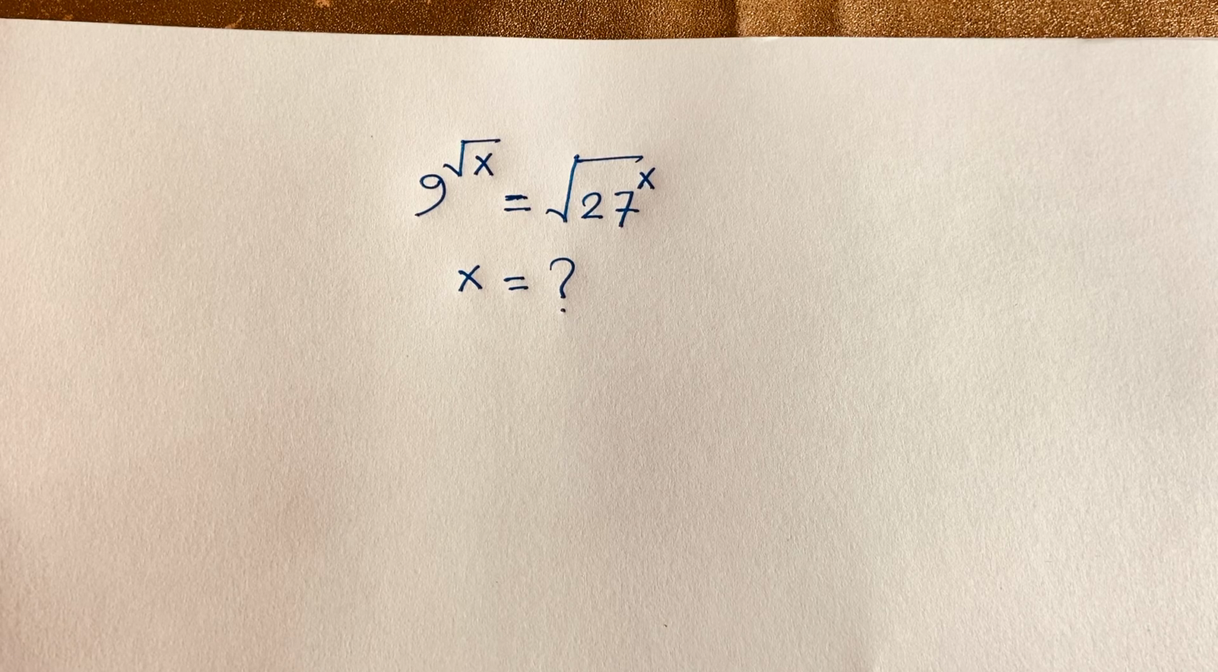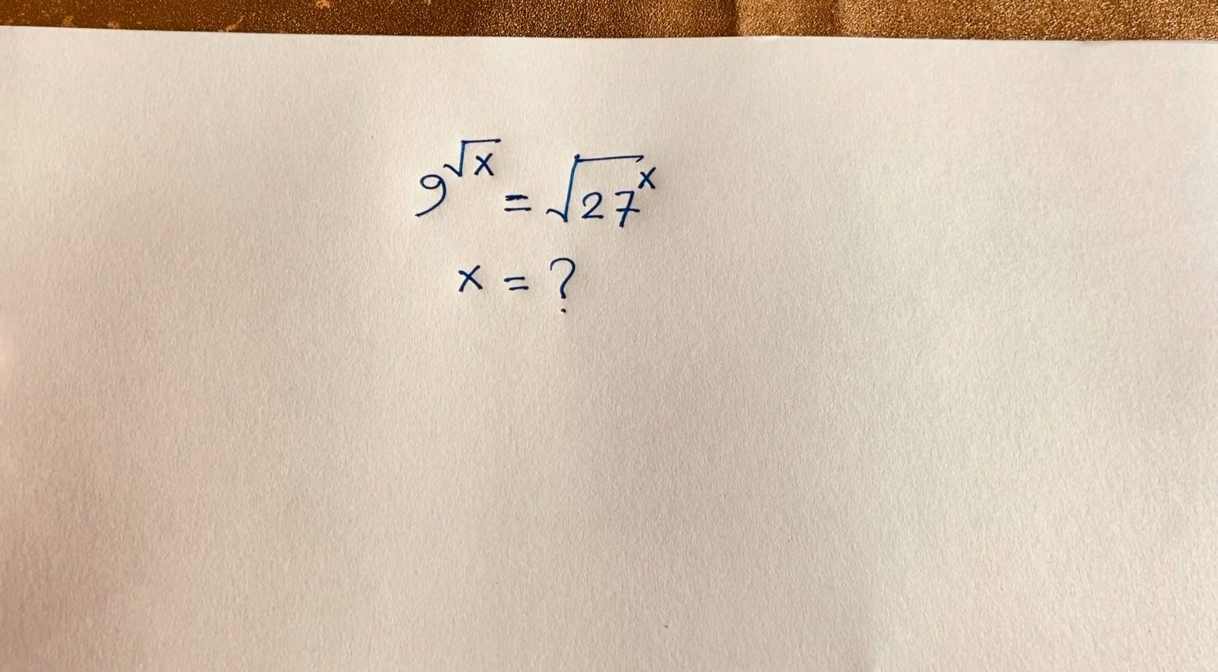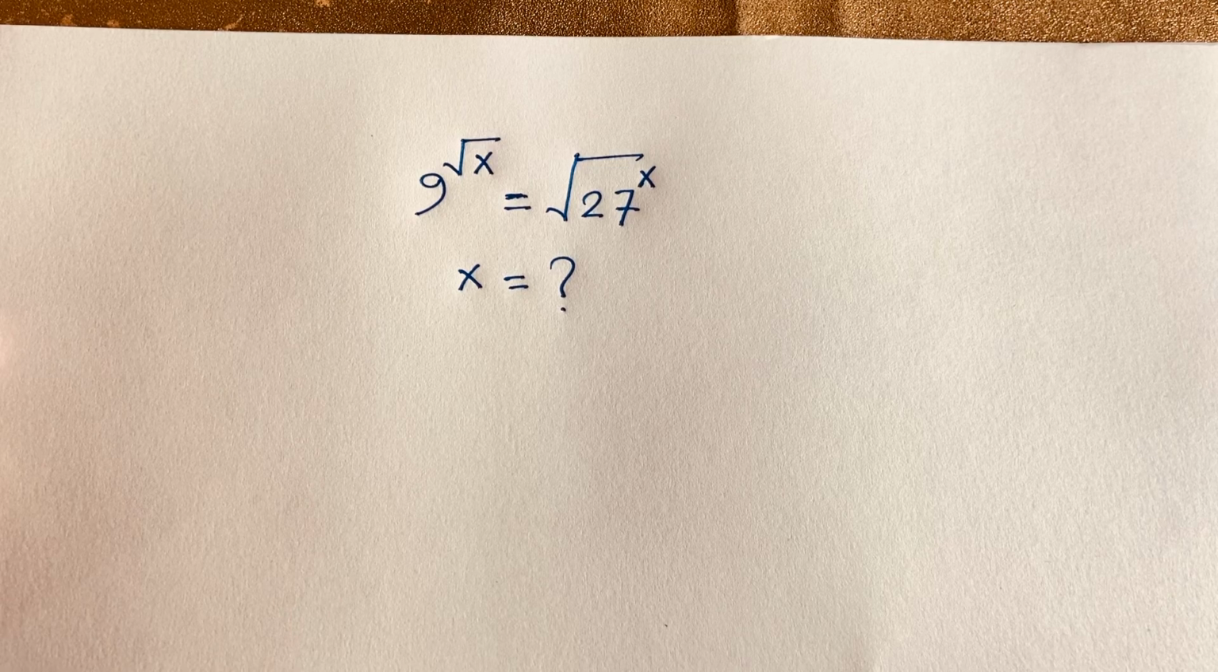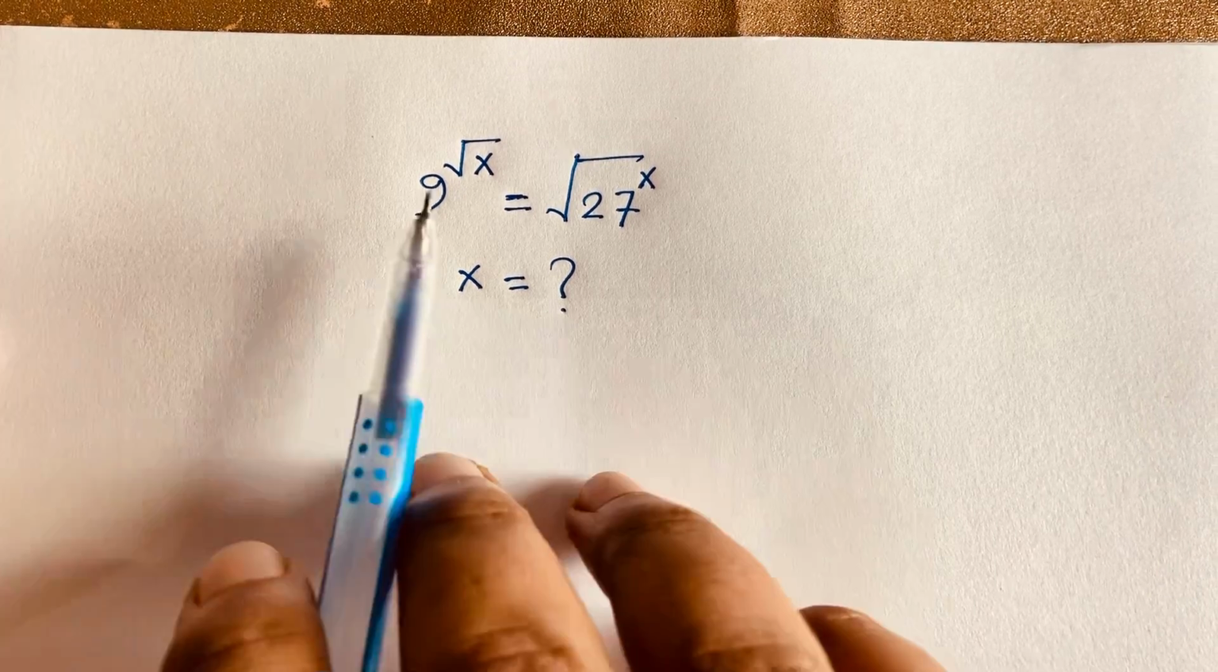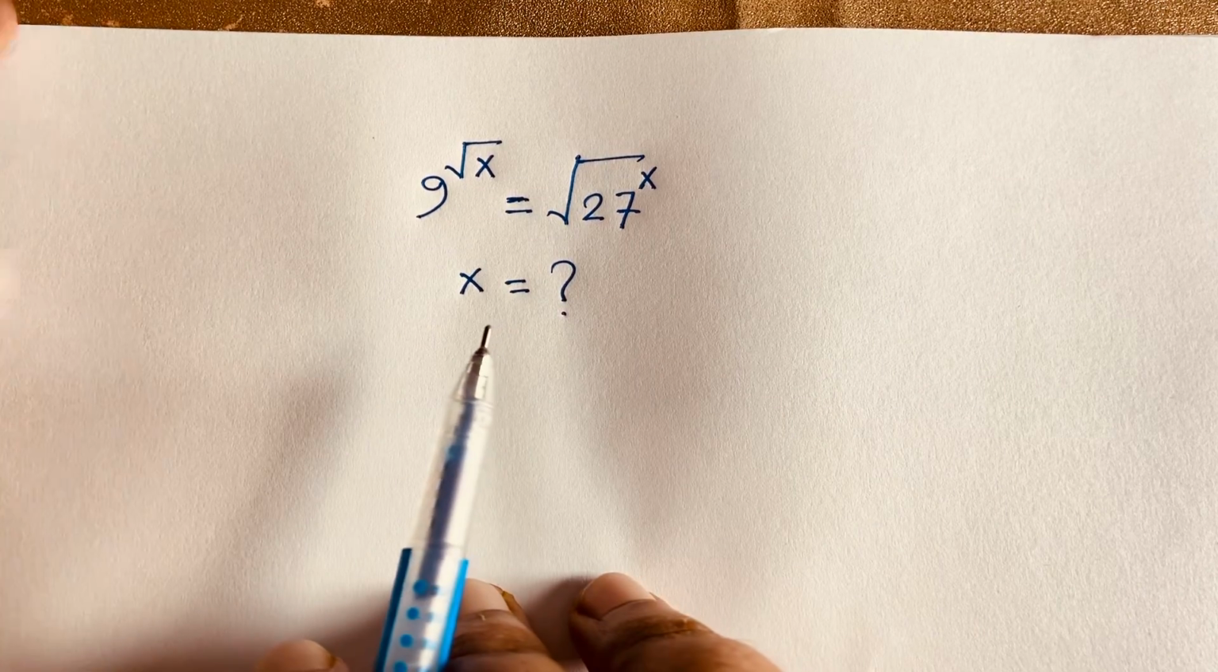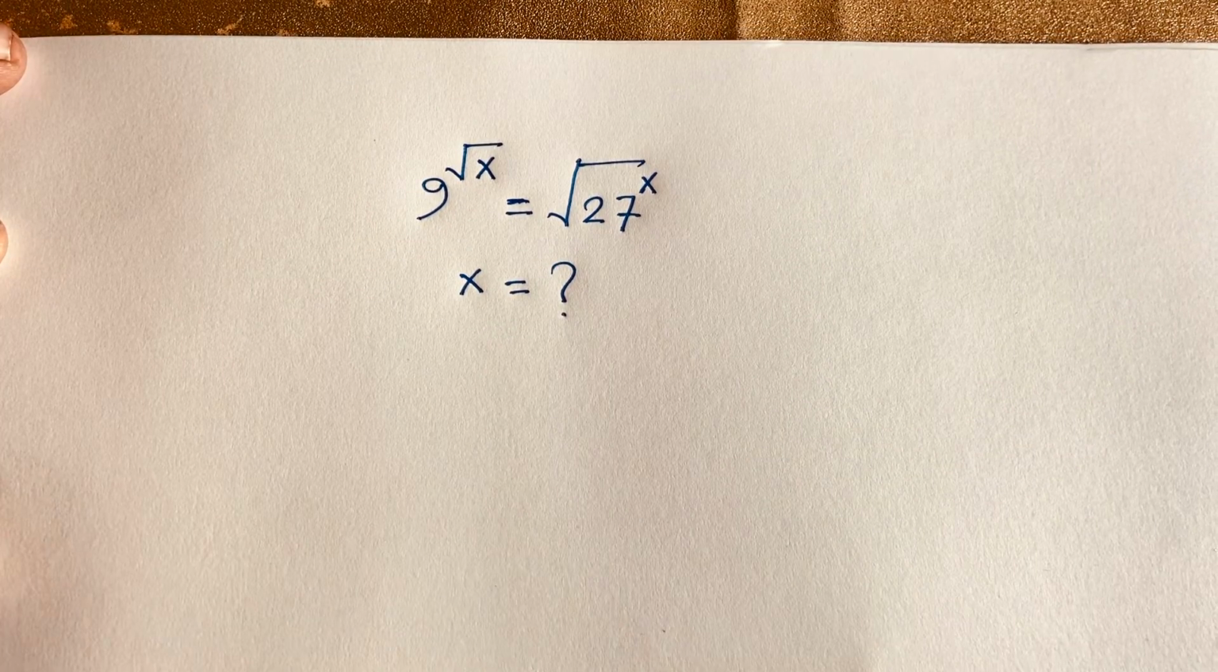This problem: 9 to the power square root x is equal to square root of 27 to the power x. x is equal to what? How to solve this question? It is an interesting math problem because here is the square root. But look, here is 9, this is 27, so I can solve this question easily.